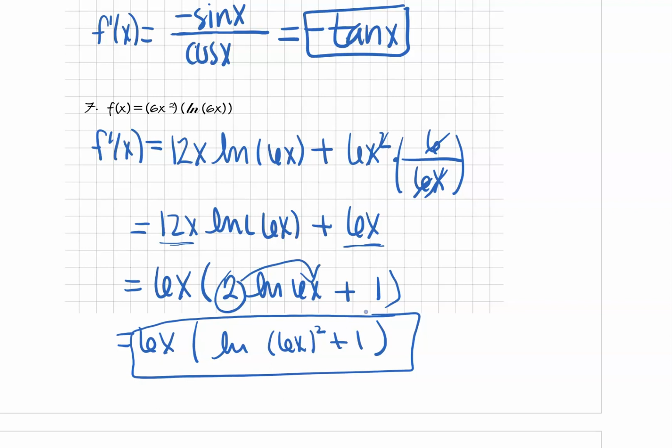So I hope that working through these examples has been beneficial to you to kind of see the ins and outs of what's going on. If you need any additional help, please reach out.